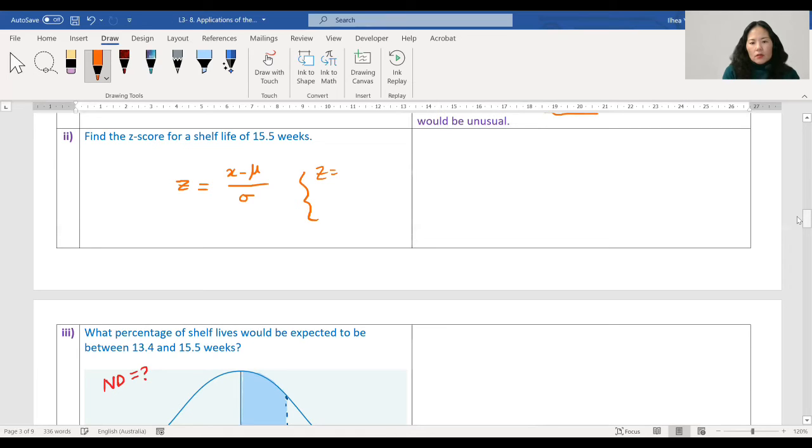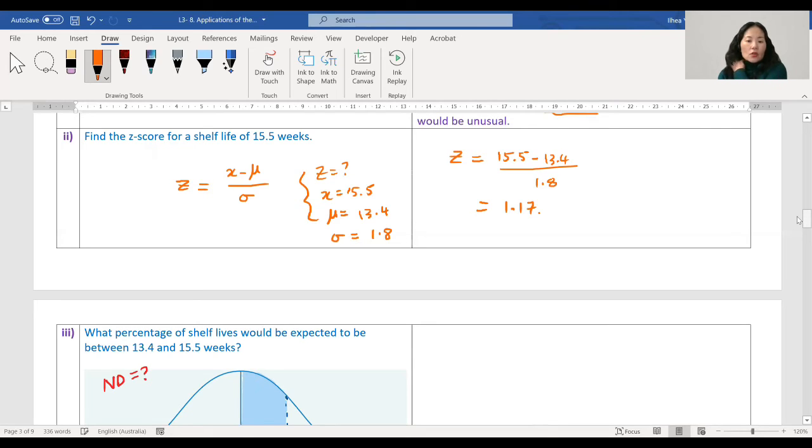Z-score, we don't know. Raw score is 15.5, and standard deviation was... no, that's a mean. Standard deviation was 1.8. Okay, so let's put that in. 15.5 take away 13.4 all over 1.8. Put that in your calculator, 1.17.